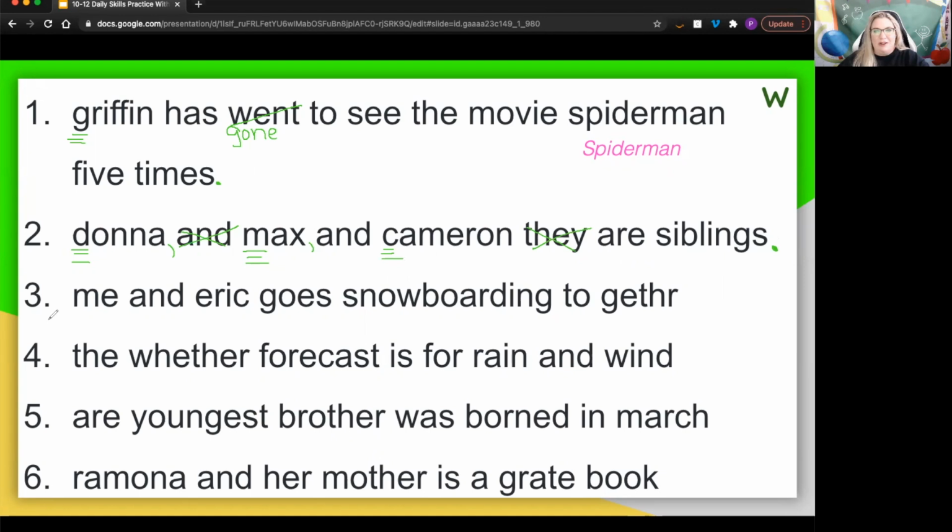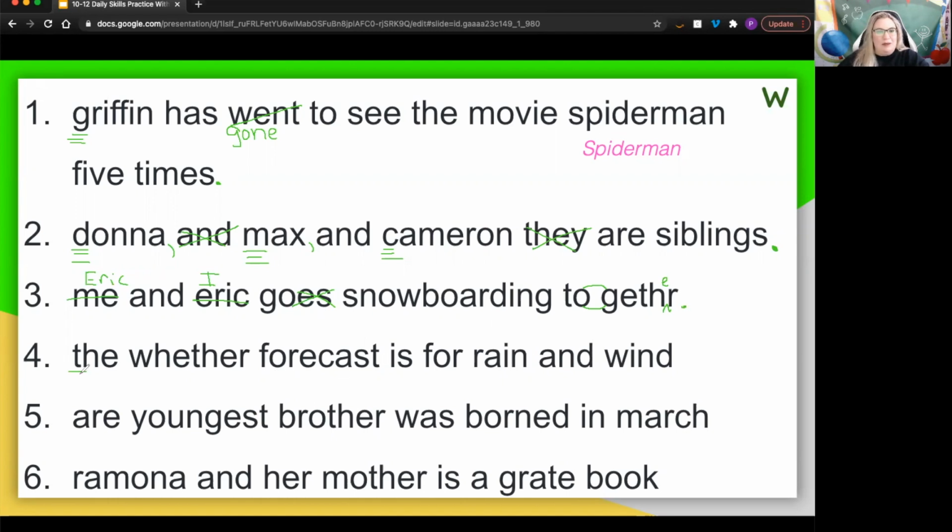Number 3, me and Eric go snowboarding together. Okay, what we would do instead of this is we would say Eric and I go, instead of goes, we would say just go. So we'll mark this part out. Eric and I go snowboarding together. We're going to actually pull together. No space between two and gather. And we need to put an E here between the th and the r at the end. Together, period.